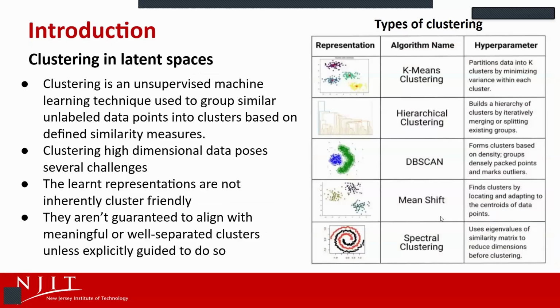Now let's look at the problem of clustering in latent spaces. So clustering is an unsupervised machine learning technique which is used to group similar unlabeled data points into clusters based on defined similarity measures. Clustering high dimensional data poses several challenges, one of them being the curse of dimensionality, because distances become meaningless at a very high dimension. Then there's the computational cost of processing such high dimensional spaces. So dimension reduction is one of the most important steps performed before clustering as a pre-processing step.